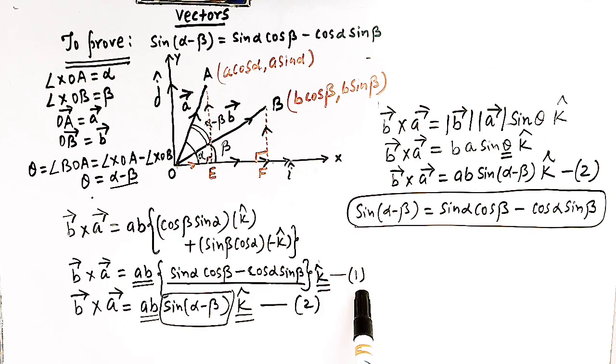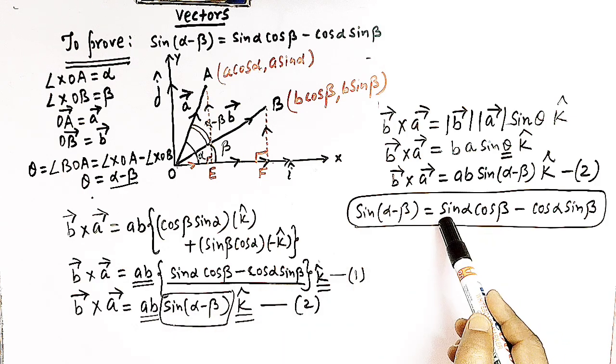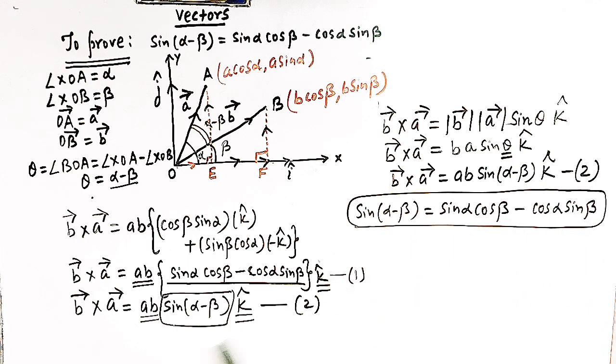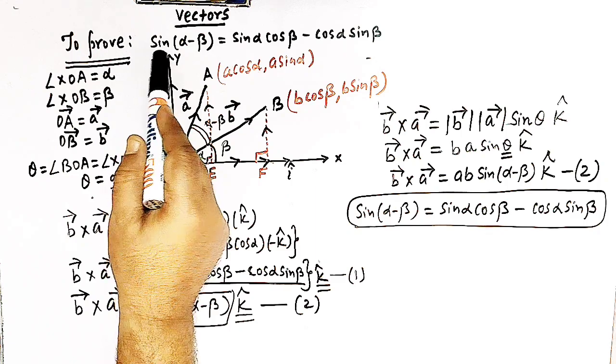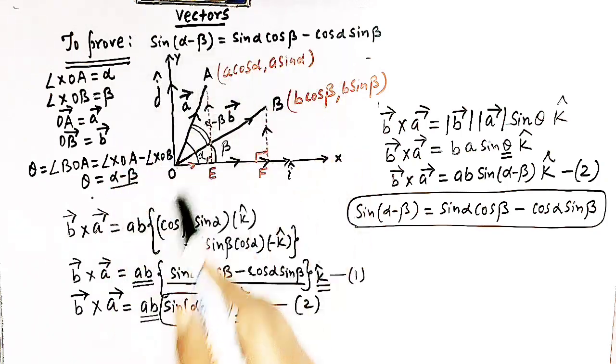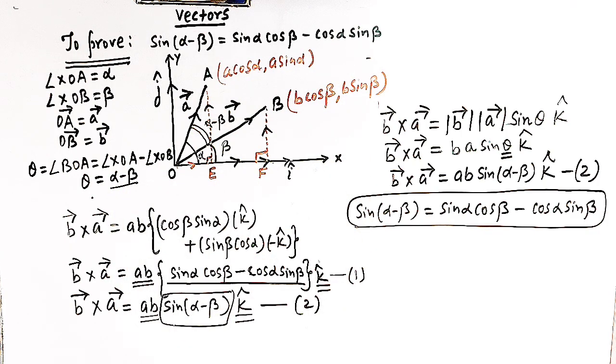So comparing equation 1 and equation 2, we can see that sine alpha minus beta is equal to this expression. And this is how, by using the concept of the vector product of two vectors, we can easily prove this important identity or formula from trigonometry. Similar results can also be proved by using the concept of the scalar product of two vectors or the cross product of two vectors.